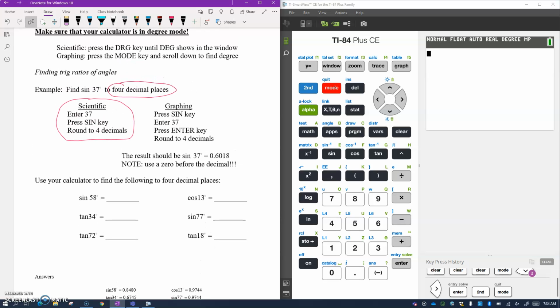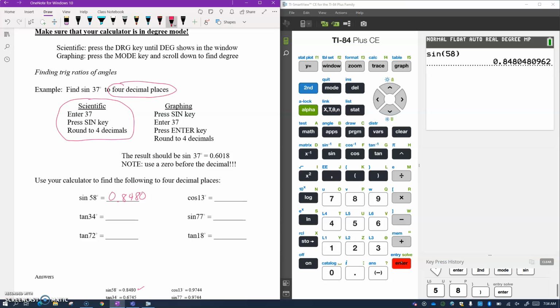All right, so for the first one, it's sine of 58. So I'm going to hit sine. I'm going to type in 58. I don't need any degree marker on it for the calculator because I've already told the calculator I'm in degrees. I'll hit enter, and I get a 0.8480. All right, and notice that checks with our answer down here.